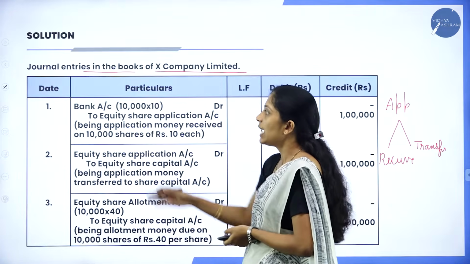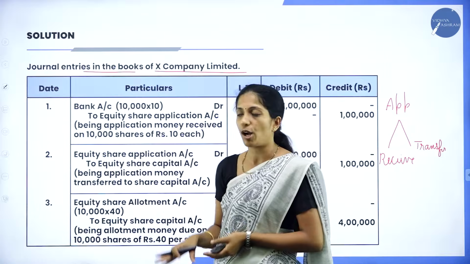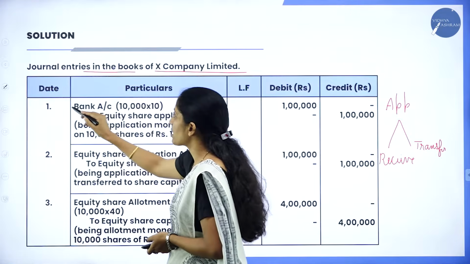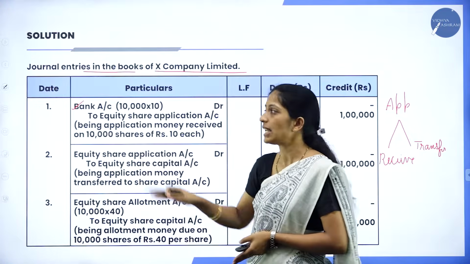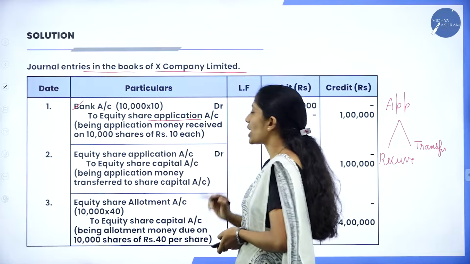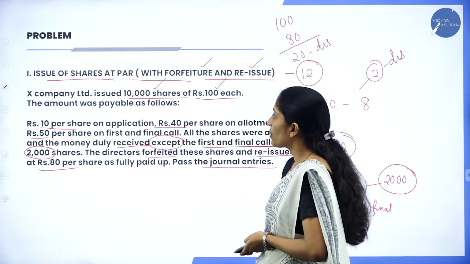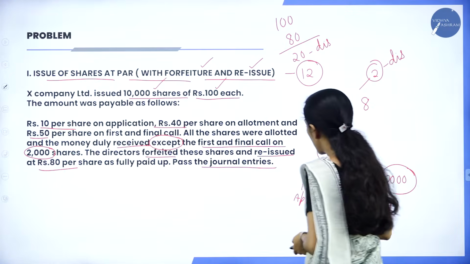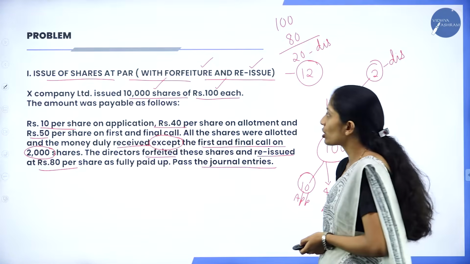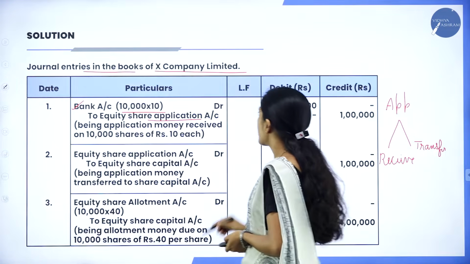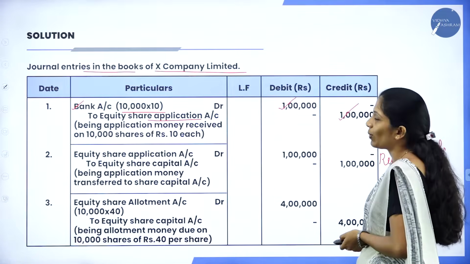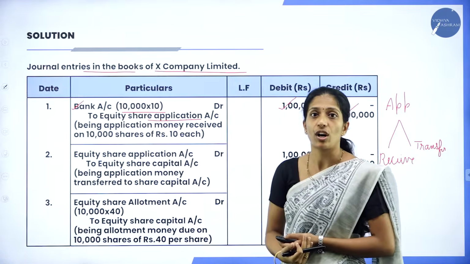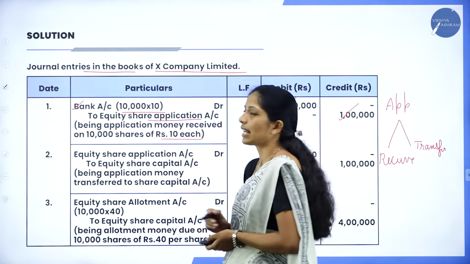So what is your entry? As I told you, they will not give the date in the problem. You are going to record the serial number in the date column. So the first entry is receiving of application money: Bank account debit to equity share application account. Now what is the number of shares? 10,000 shares, and what is the application money? 10 each. So 10,000 into 10, you'll get 1 lakh on the debit side and 1 lakh on the credit side. Next, write the narration: being application money received on 10,000 shares of rupees 10 each.